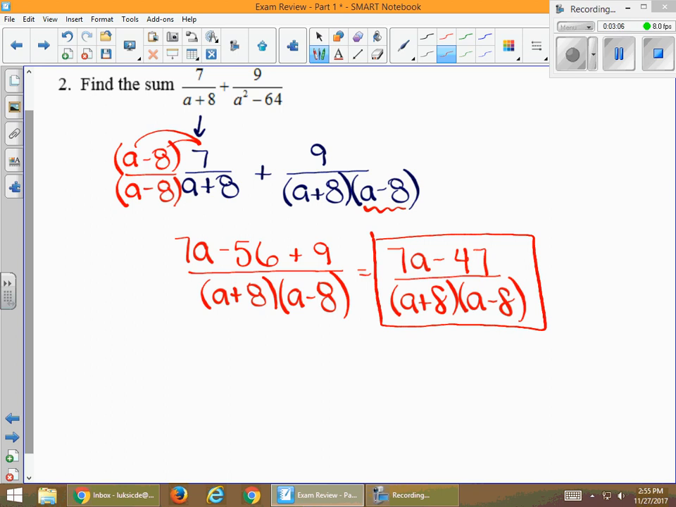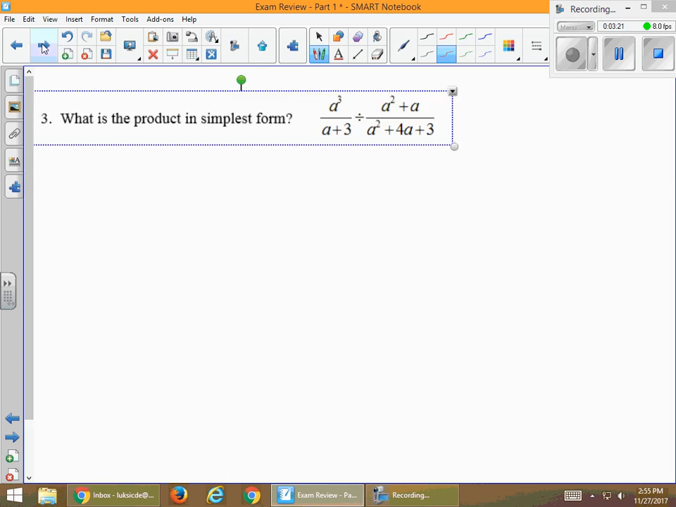I like to leave the denominator in factored form. And that's how you would see it on the exam as well. Of course, you could always multiply that out if you needed to. We'll do a couple more simplification problems on this video.